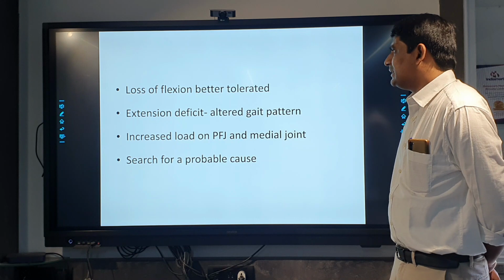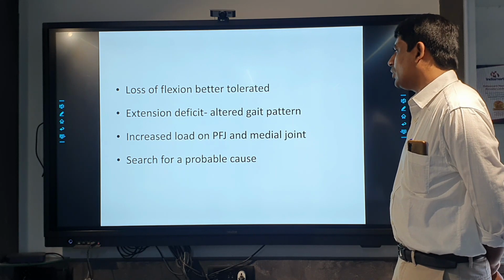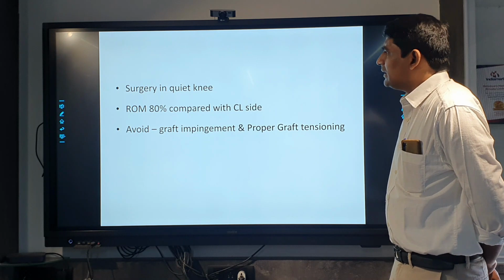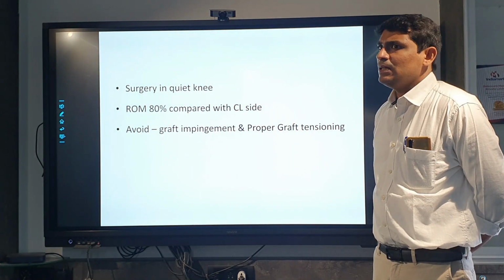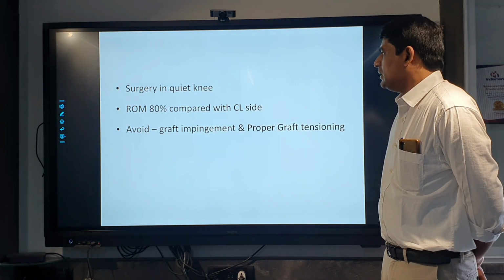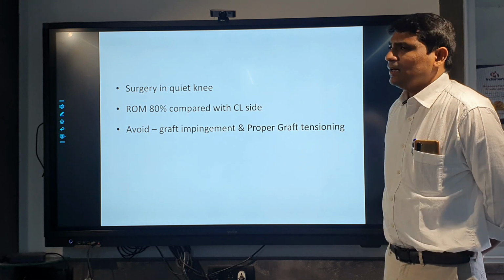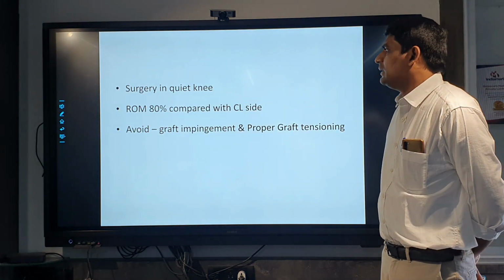The loss of flexion is better tolerated than loss of extension, because extension deficit alters the gait and increases the load on the patellofemoral joint and medial joint. Surgery in a quiet knee always reduces the chances of arthrofibrosis and also the loss of range of motion. Around 80% range of motion compared with the contralateral side is the pre-operative requirement for ACL reconstruction.